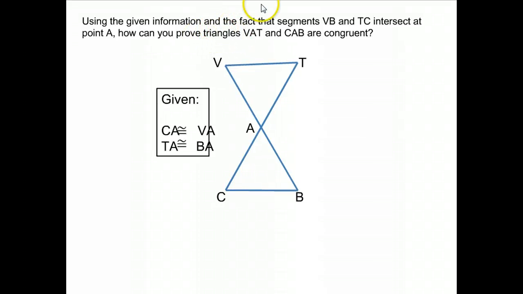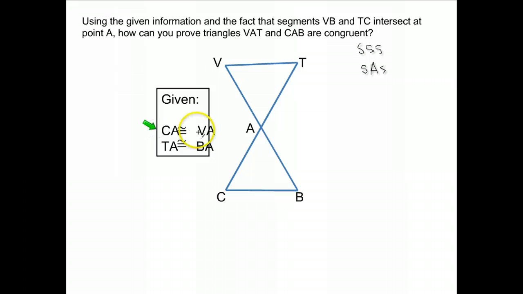Right, so we're asked to use the given information and the fact that VB and TC intersect at point A. How could we prove that triangle VAT is congruent to triangle CAB? Now again, the things we know so far are two congruent triangles are either side, side, side, or side, angle, side. Okay, so let's mark the given information and then see if there's anything else we know from our properties of geometry that could help us show that these two triangles are congruent by either of these two.